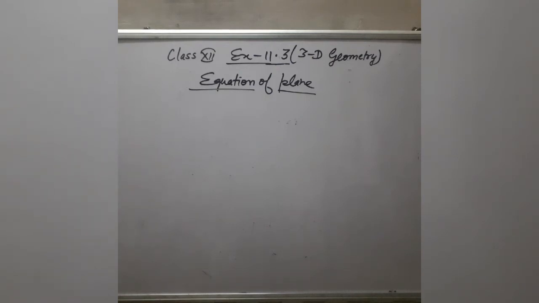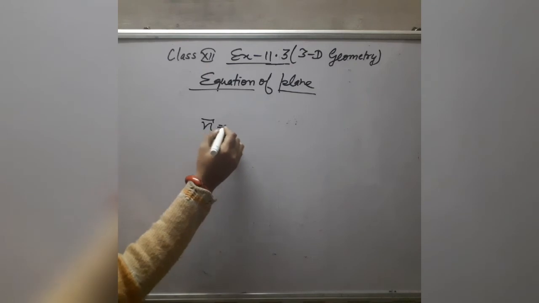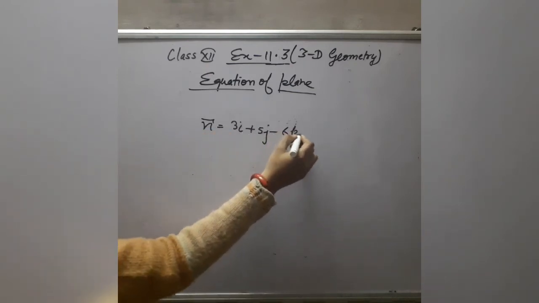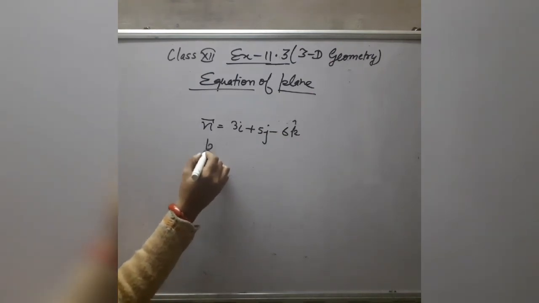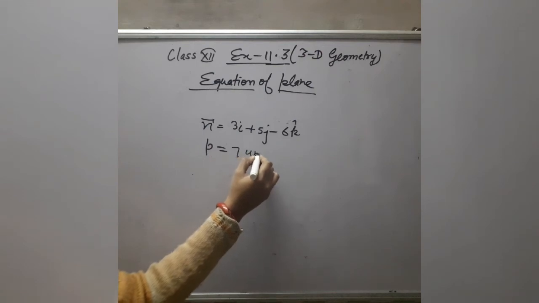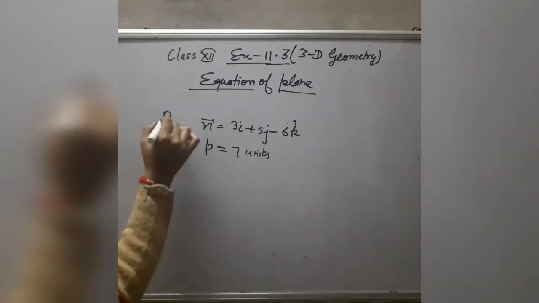Now see, the remaining parts you will do yourself. In the second question, find the equation of a plane which is at a distance of 7 units from the origin and normal to the vector. This means the normal vector is given to you here. The normal vector is 3i + 5j - 6k, and the perpendicular distance of the plane from the origin is given to you as 7 units. So what will be the equation of the plane?